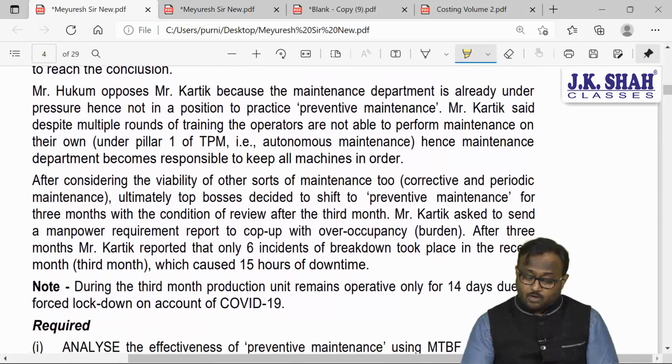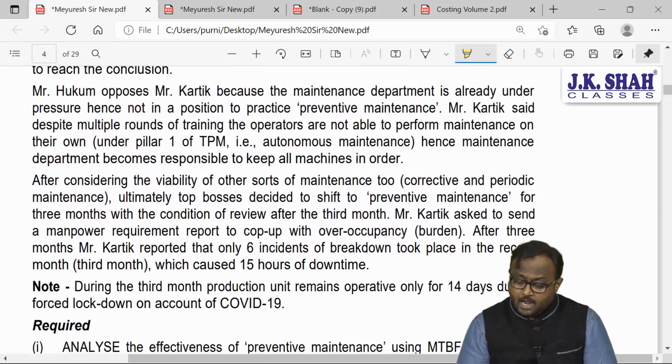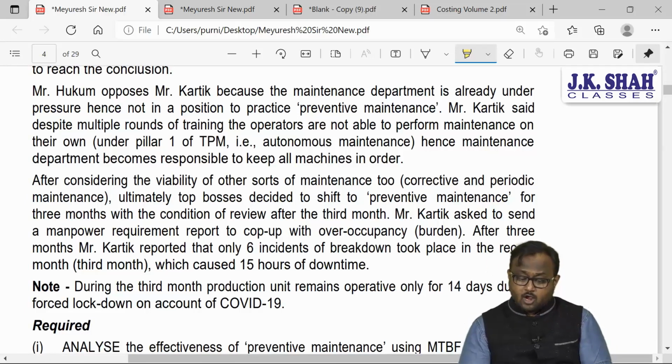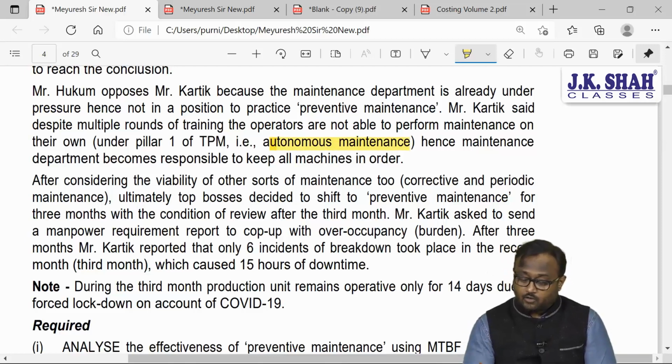So Mr. Hukum opposes Mr. Karthik because the maintenance department is already under pressure, hence not in a position to have preventive maintenance. Cost zyada hogi definitely. Mr. Karthik said despite multiple rounds of training, the operators are not able to perform maintenance on their own. मतलब autonomous maintenance भी fail हो रहा है. Hence the maintenance department becomes responsible to keep all machines in order.